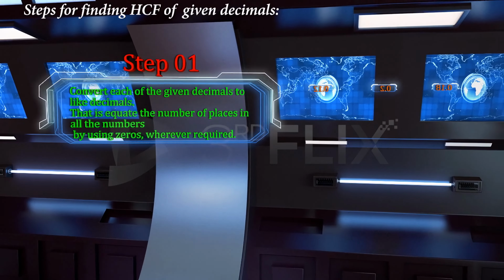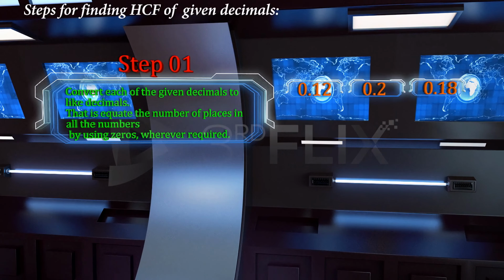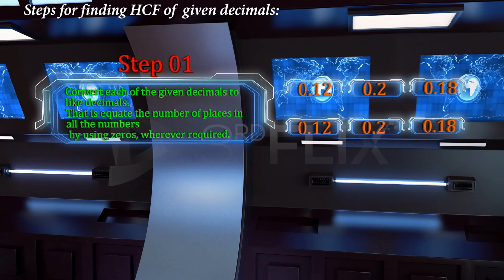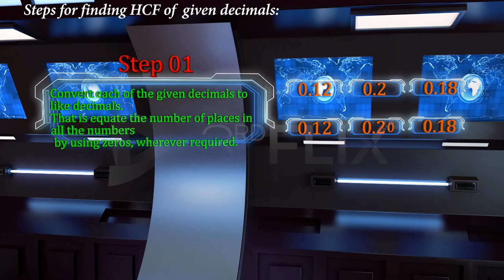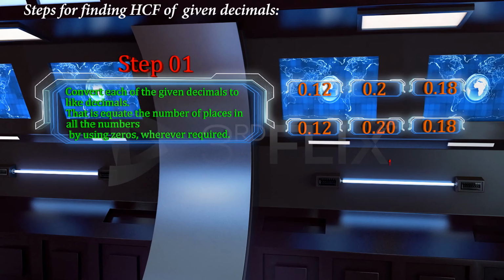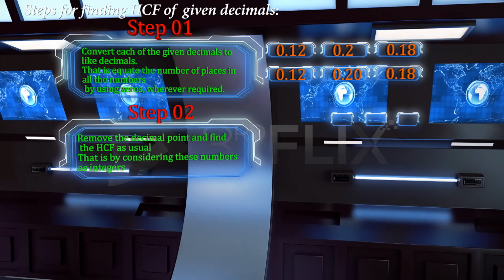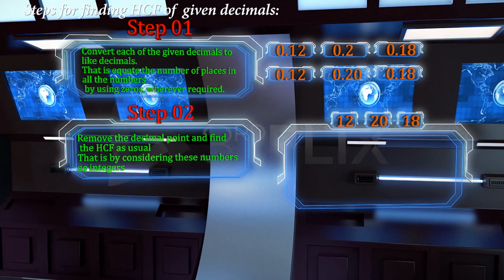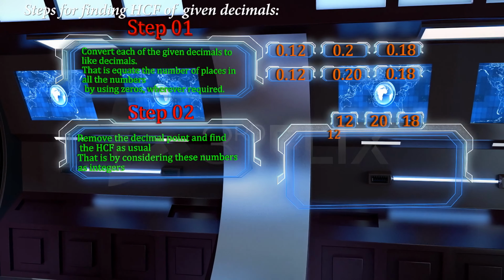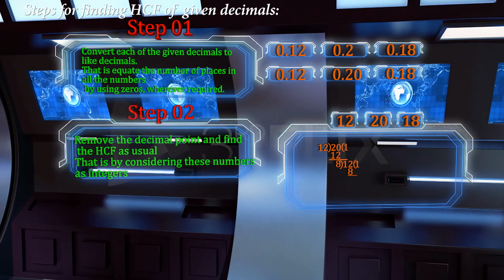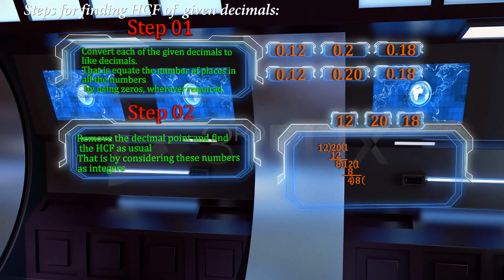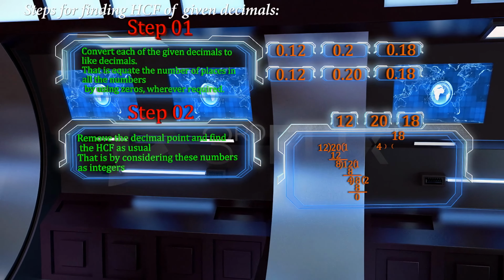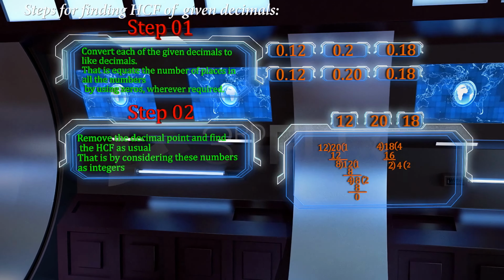Step 1. Convert each of the given decimals to like decimals. That is, equate the number of places in all the numbers by using zeros whenever required. Step 2. Remove the decimal point and find the HCF as usual. That is, by considering these numbers as integers by removing the decimals, find the HCF of these numbers.